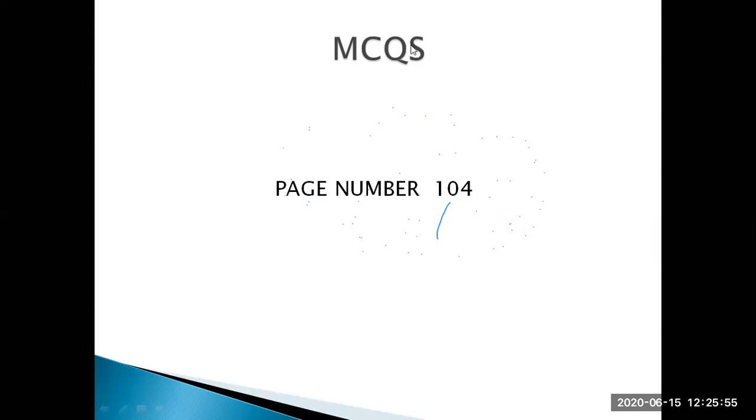MCQ number 6: a body is in equilibrium when its A choice, acceleration is uniform; B choice, speed is uniform; C choice, speed and acceleration are uniform; and D choice, acceleration is zero. So for MCQ number 6, the choice D is the right one, which is acceleration is zero.